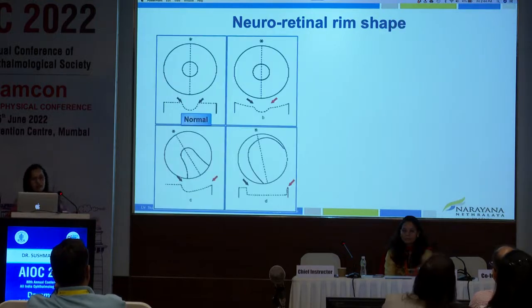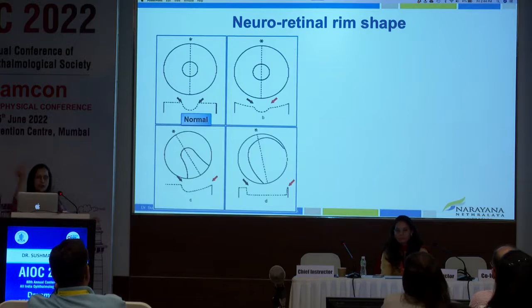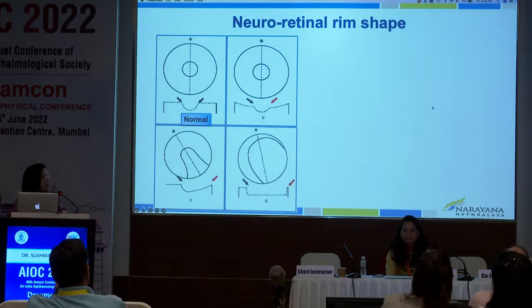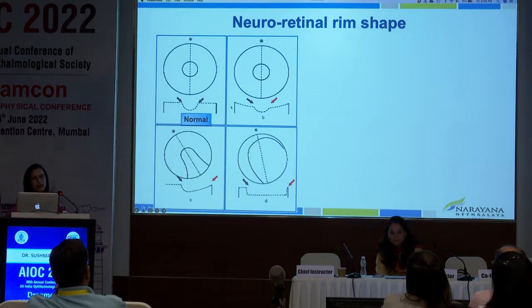Coming to the shape of the neuroretinal rim, now if you take a cut section of the optic nerve, the first thing that you see, the normal, you will see a horizontal cut there, the neuroretinal rim. This is how the shape of the neuroretinal rim should be. When it bends like that, this is where it becomes sloping. Okay, so that is what is called saucerization of the disc.